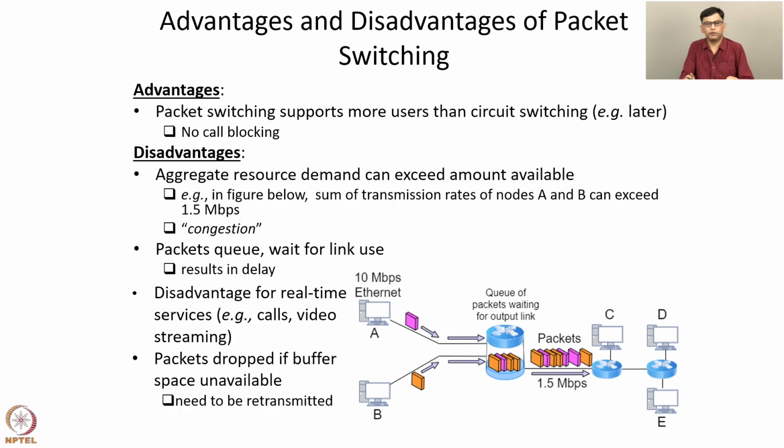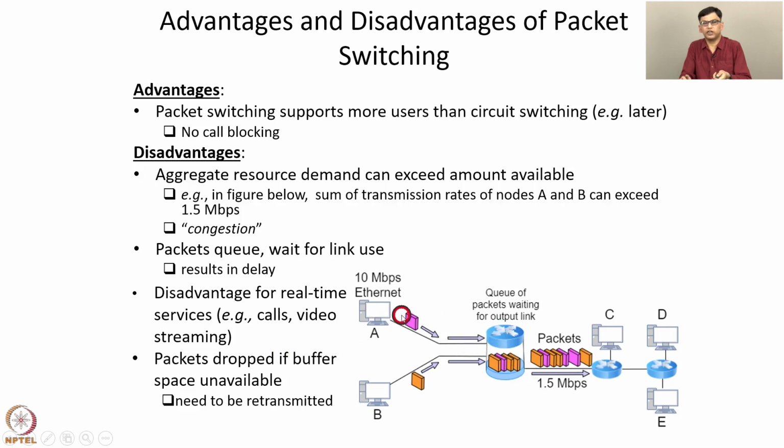Packets are dropped if buffer space is unavailable and they need to be retransmitted. So in this example, consider packets arriving from A. The queue starts growing whenever the total rate at which A and B transmit data exceeds 1.5 Mbps. Eventually, the entire memory available with the router will get full, and then what happens to new packets that arrive? They are dropped because there is no space to store them in the buffer. So they need to be retransmitted by A.